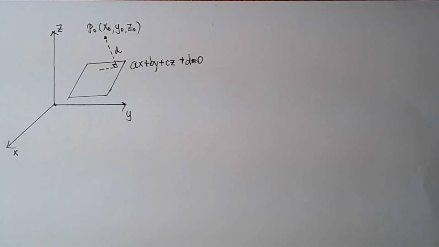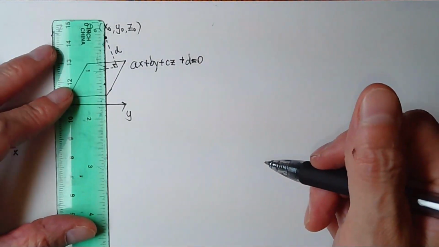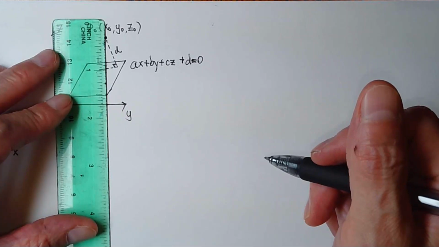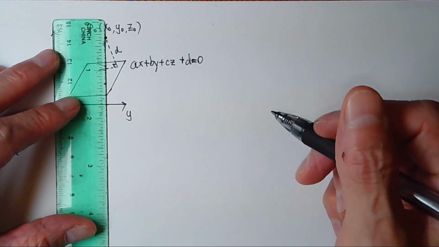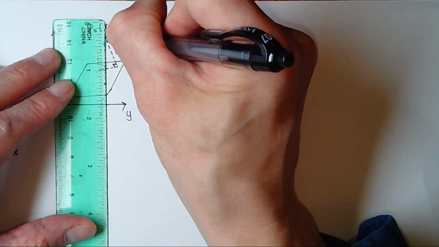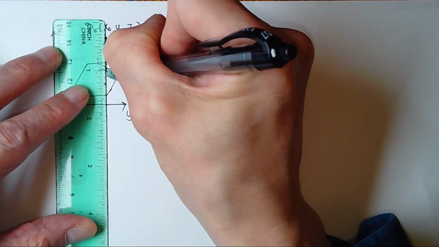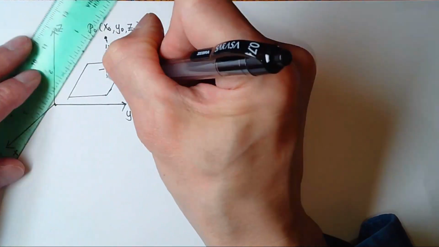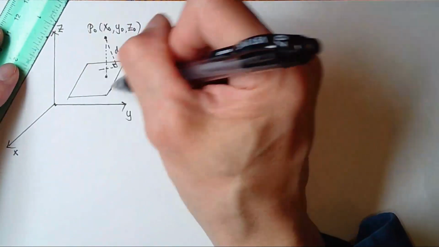Hi, we're going to find the distance from a point to a plane. The point is x sub 0, y sub 0, z sub 0, and the plane is ax plus by plus cz plus d equals 0. The first step is we're going to drop a perpendicular line from P sub 0 to the xy plane and going to the given plane.